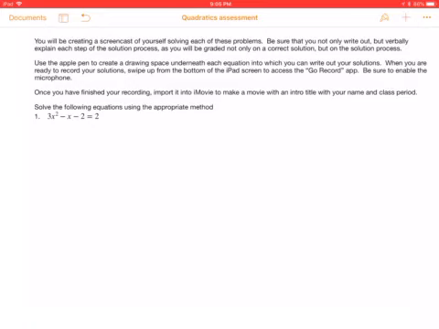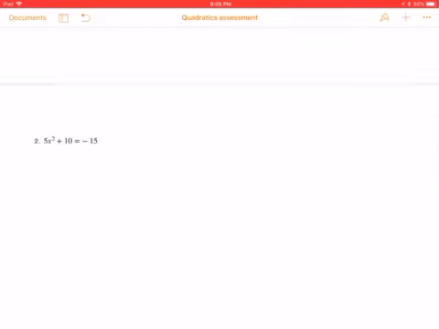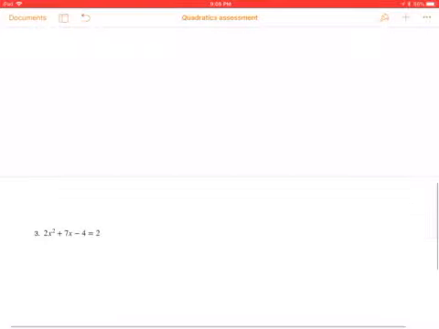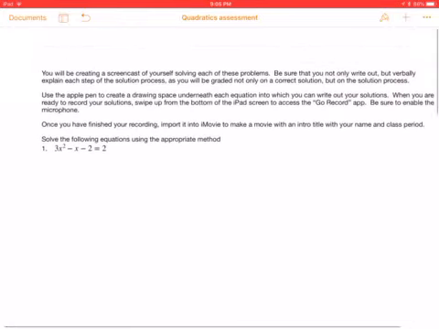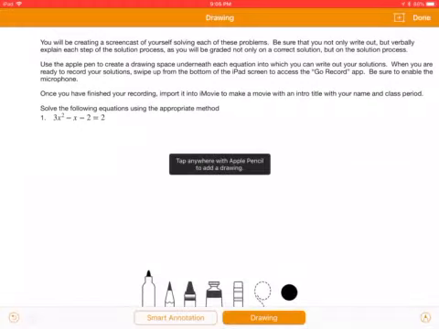Each of them would have an iPad and an Apple Pencil, and they would use this screen recording software called GoRecord to use the pen on this app to make a screencast of themselves solving each of these three equations using the appropriate method. So I'll show you an example of what that would look like here on this first equation using the Apple Pencil. Create a drawing.